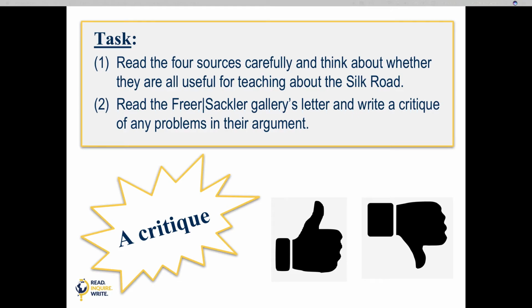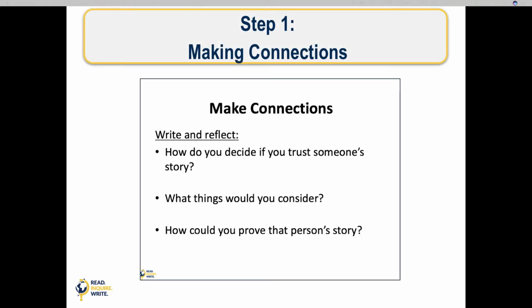A critique is a type of argument that responds to someone else's argument by pointing out what might be wrong with it and why. Our investigation will guide you step by step in developing your argument about the Silk Road sources. Let's review those steps now. First, you'll begin by making connections with some concepts that you already know. For example, you'll think about how you decide if you trust someone's story.